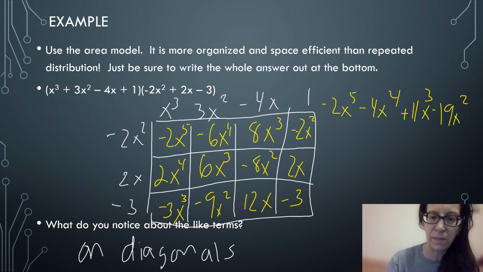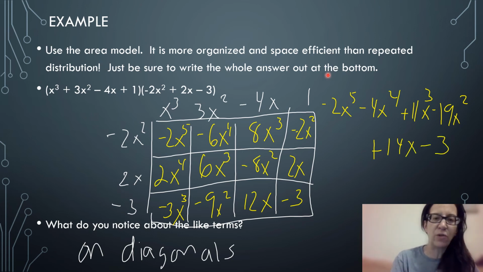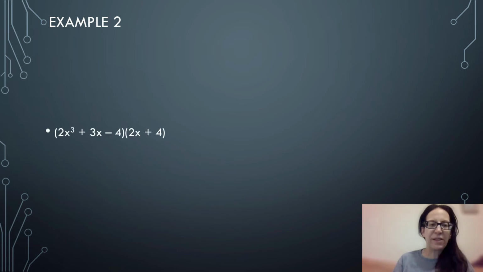I'm going to run out of space over here. 12 plus 2 is 14, so 14x minus 3. Remember I said up here, just be sure to write the answer out at the bottom, or to the side because I had stuff at the bottom: negative 2x to the fifth minus 4x to the fourth plus 11x to the third minus 19x squared plus 14x minus 3. Now notice that the like terms are on the diagonals. So that brings us to this, okay?